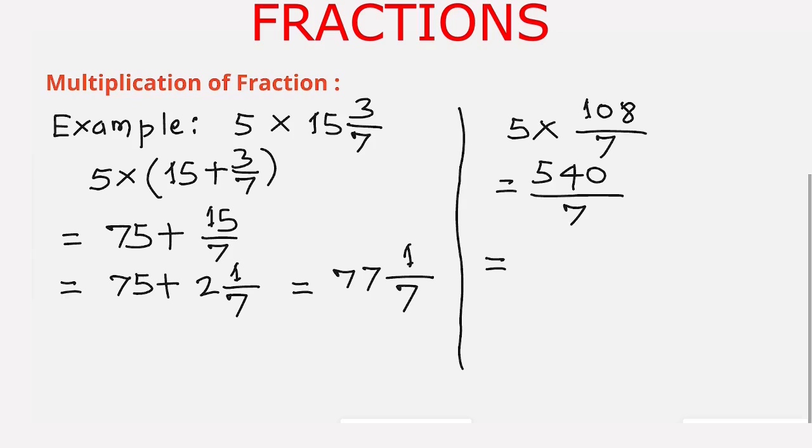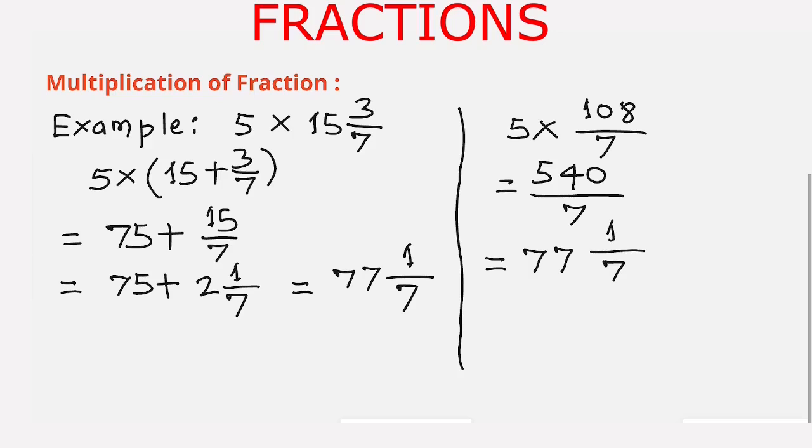Now we convert this fraction into mixed fraction. 7 times 7 is 49. 54 minus 49 is 5. We carry 0. It becomes 50. 7 times 7 is 49. 50 minus 49 is 1 upon 7. These are the two methods of solving such type of questions.